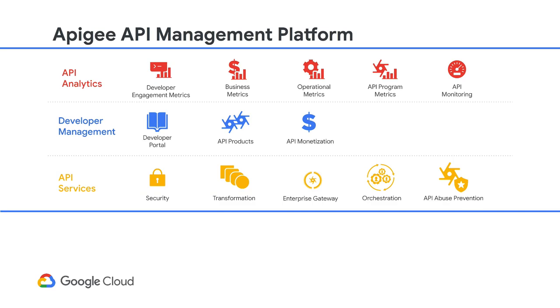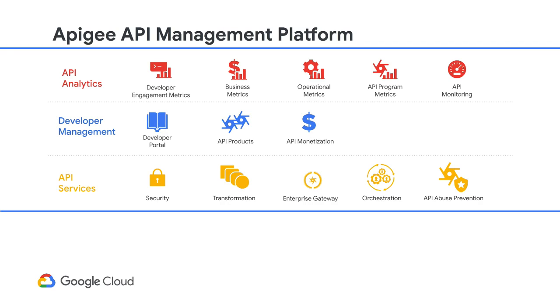Apigee Edge is an API management platform, and we can think of it in three major parts. We can think of it as a set of API services. That's the part that routes traffic. That's the thing that we put between the applications and the services. And we can think of some needs in there along the lines of security, transforming messages, acting as an enterprise gateway, orchestrating those back-end services, and preventing people from abusing those services.